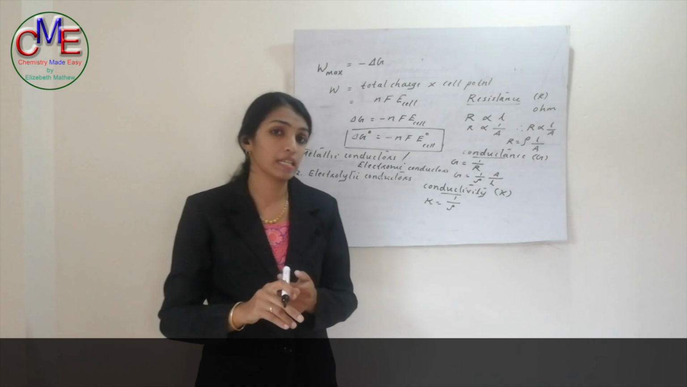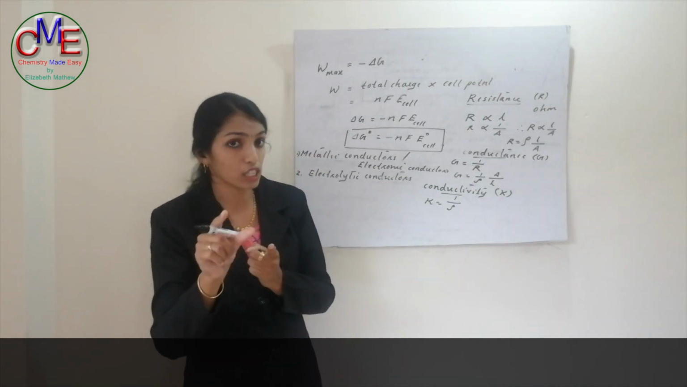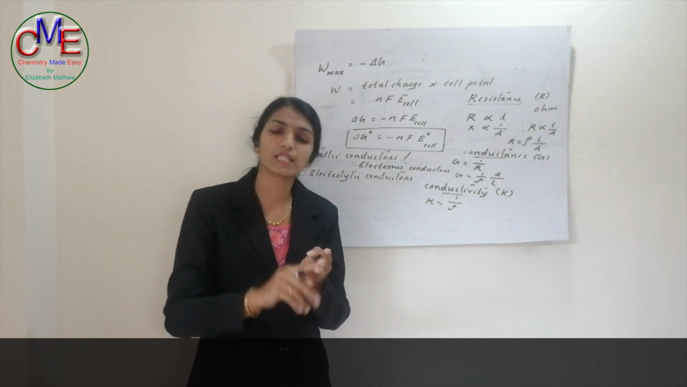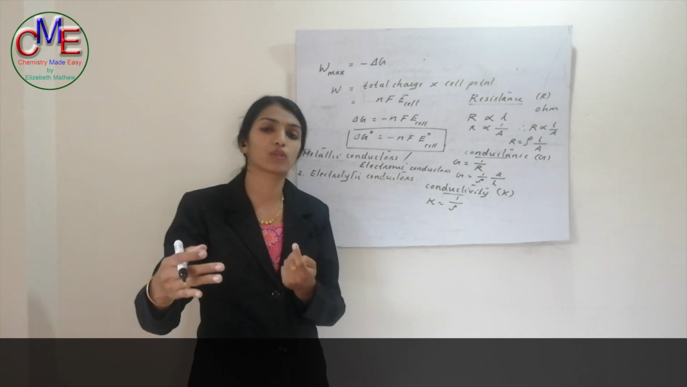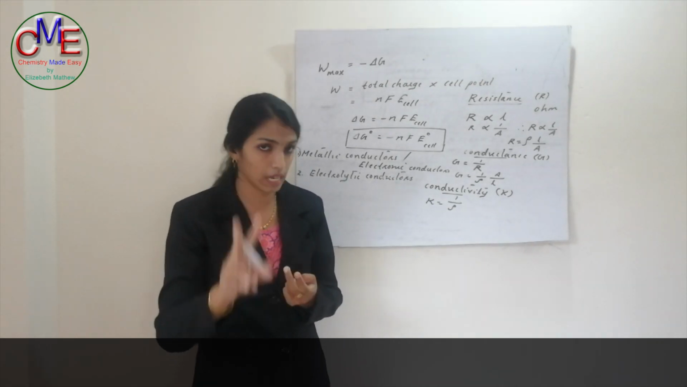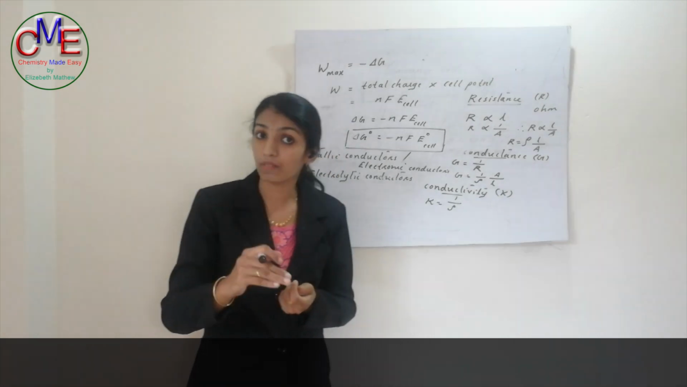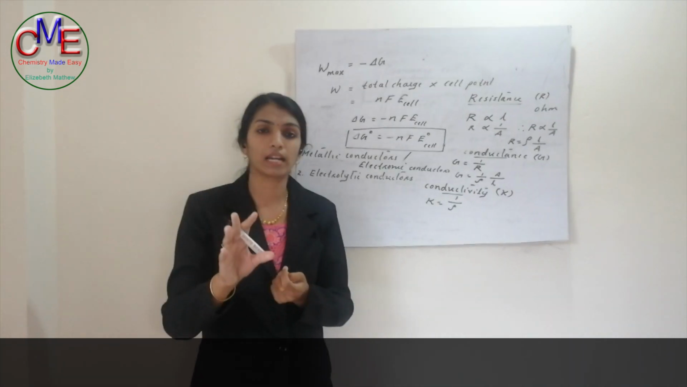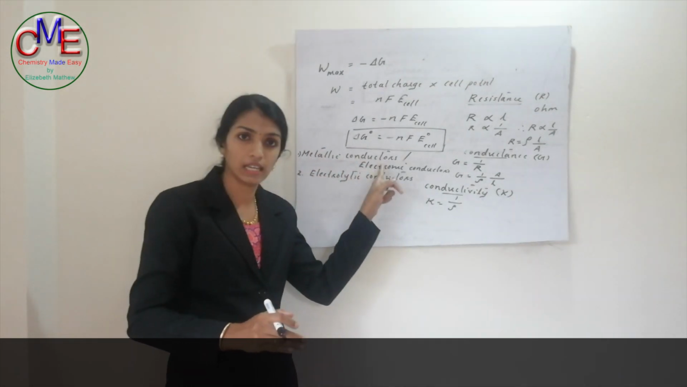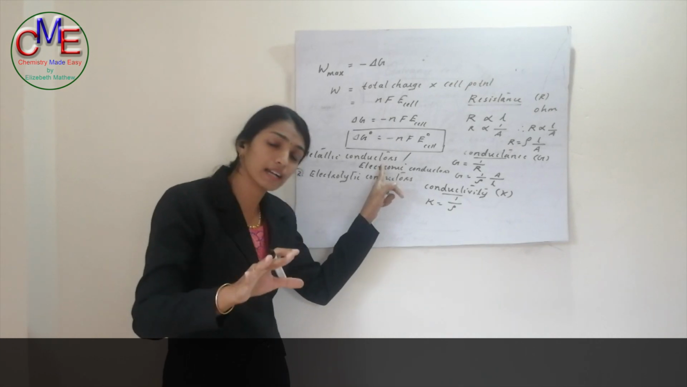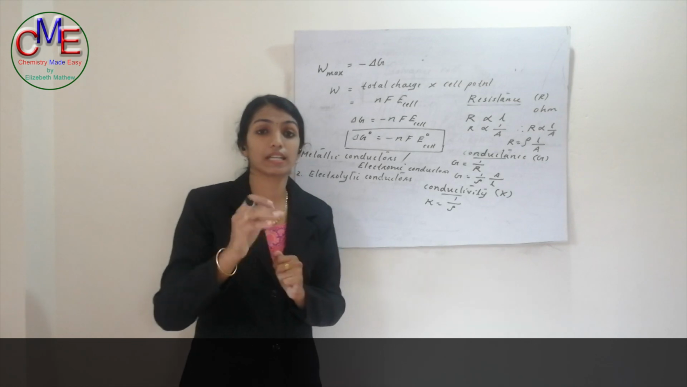Nature and structure of the material is one of the important factors. Then the second one is the number of valence electrons present. Greater the number of free electrons, greater will be the conductivity. This is the second factor which affects the conductivity of a metallic conductor. Then the third one is temperature, which is most important. As temperature increases, the conductivity of metallic conductors decreases.